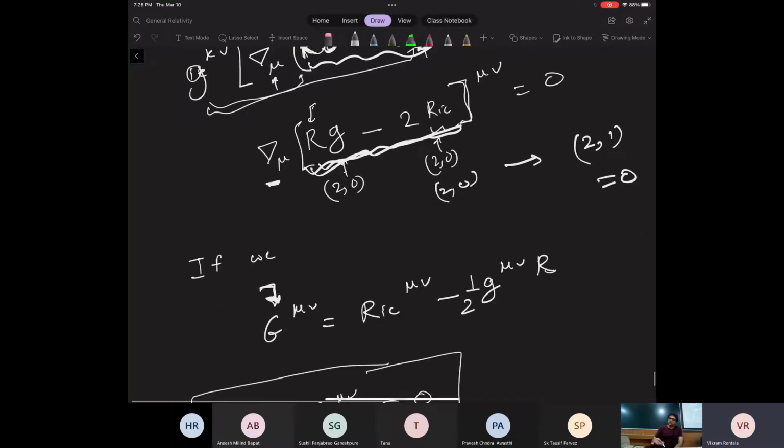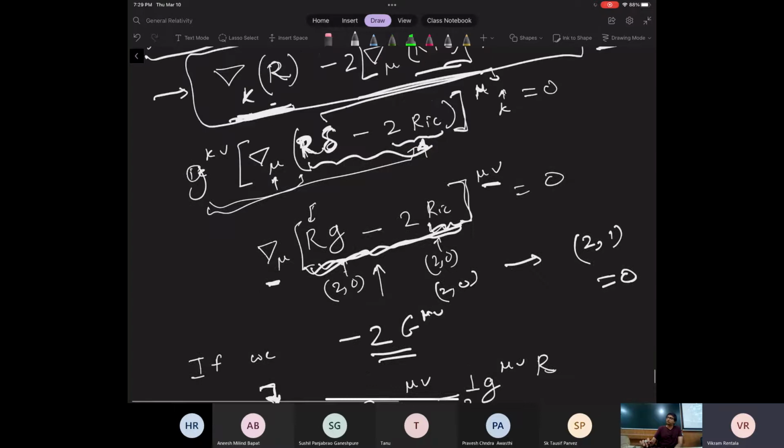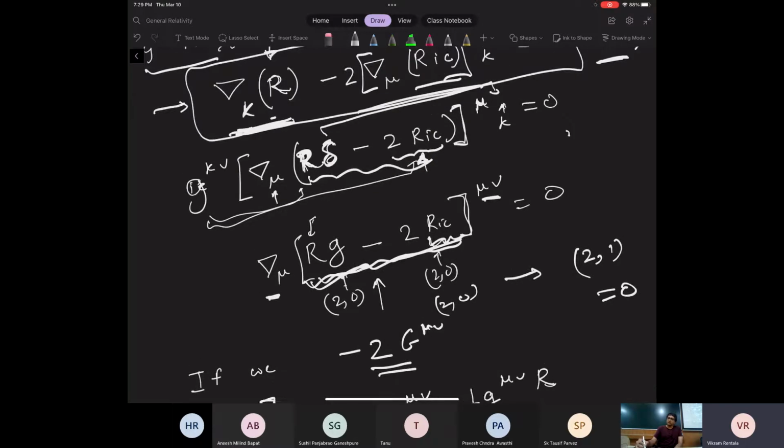So in components, capital G mu nu is the Ricci tensor mu nu, minus half g mu nu R. So this thing here is minus twice of g mu nu. You can think of it as I contracted the delta indices with the g index. And so what this becomes is g kappa mu inside.